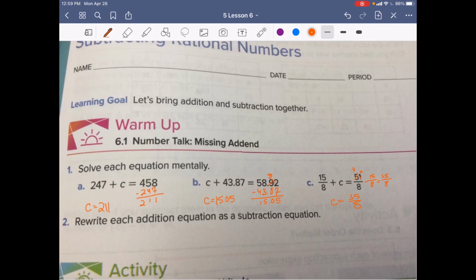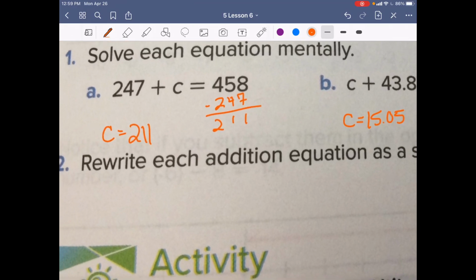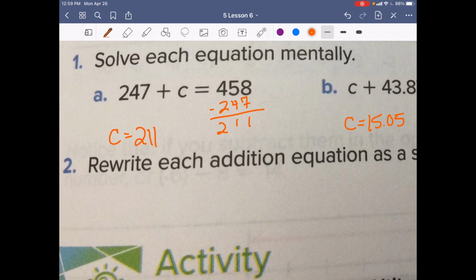Now, number 2 wants us to rewrite these as subtraction equations. Let's start with A. We would take what we wrote over here and turn that into the subtraction. So we would have 458 minus 247 equals 211.